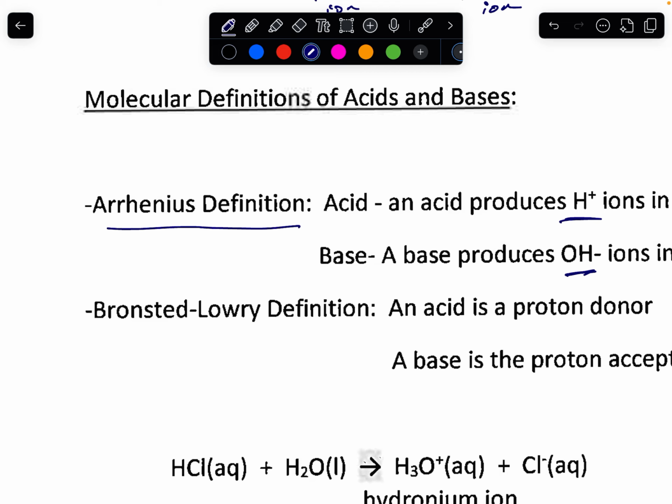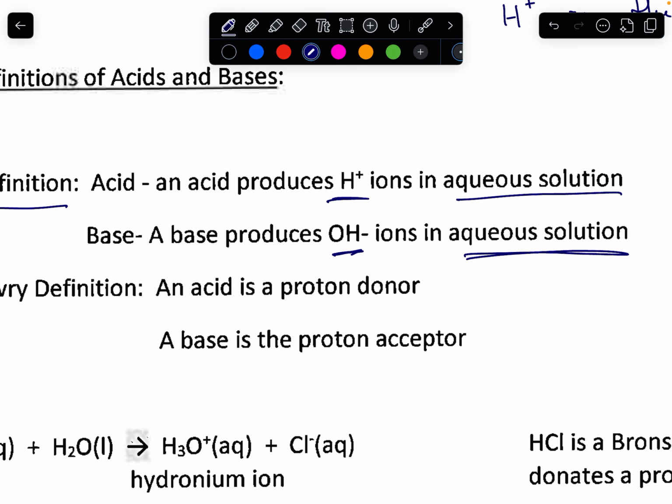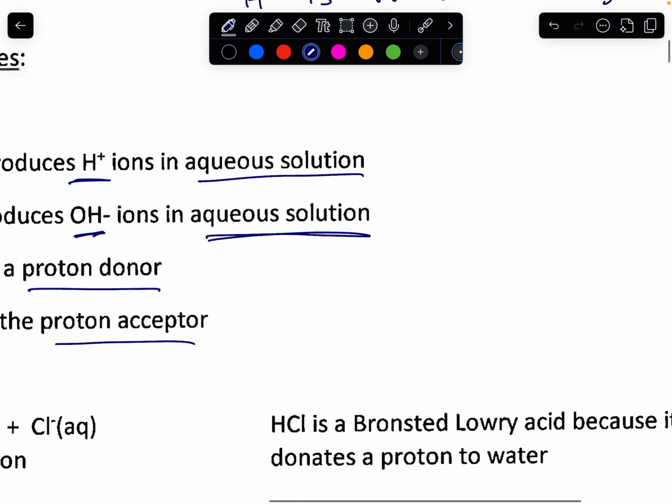Okay, that's where our Brønsted-Lowry definition comes in. This came later, right? It's a broader definition. Our acids are what we call proton donors, and our bases are proton acceptors. Okay, so what's a proton? Well, let's take a look here.